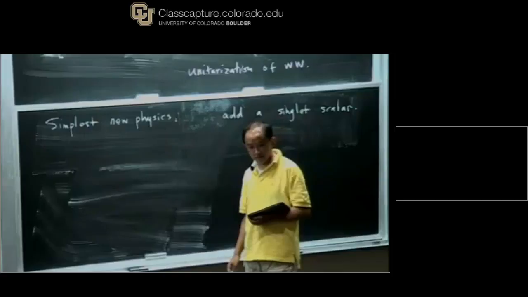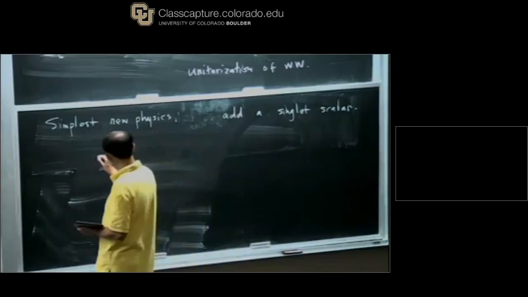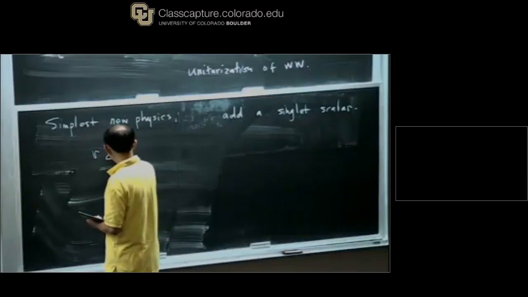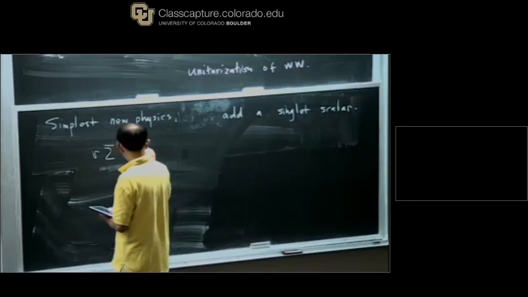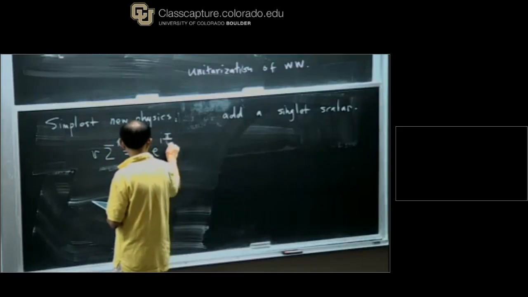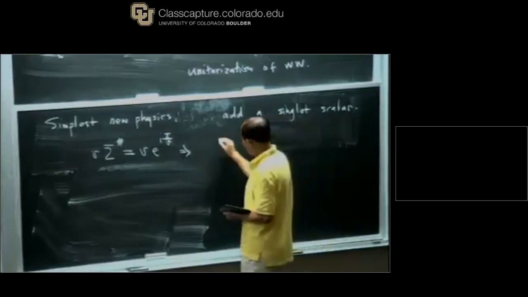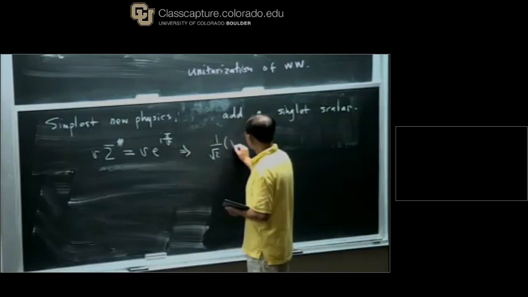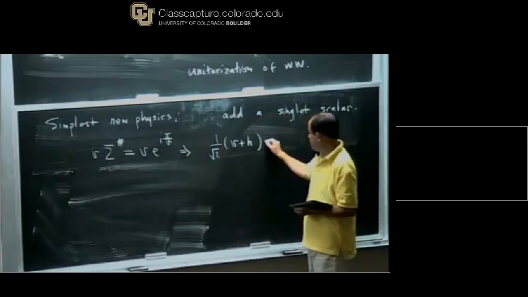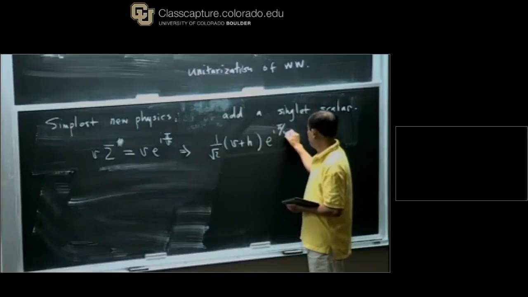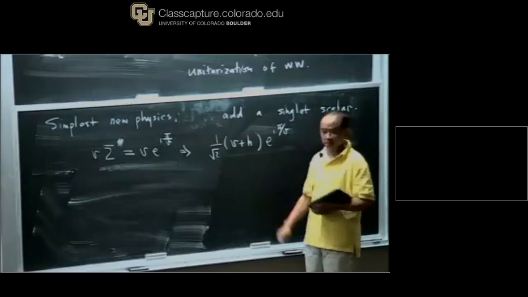Okay, is to add a singular scalar, not arbitrarily, but add a singular scalar to this combination. So this is e to the i pi over v. But extend this into added to in a very particular way. Just add it in a very particular way.